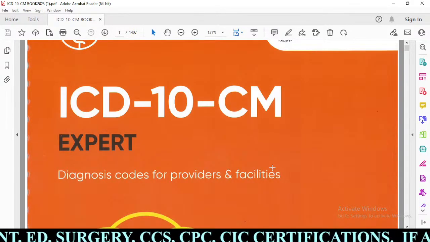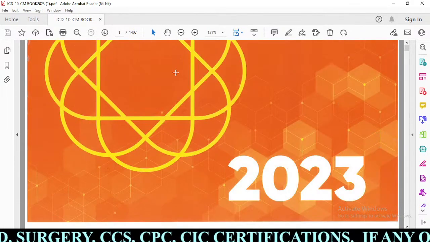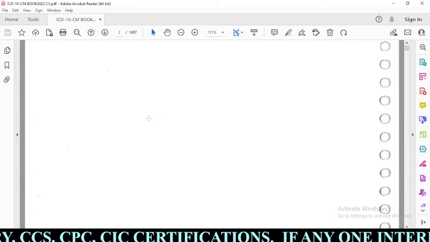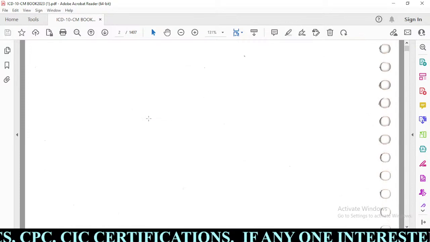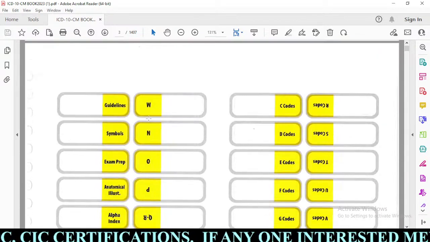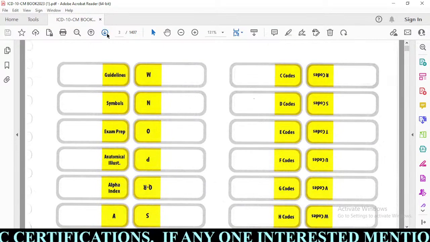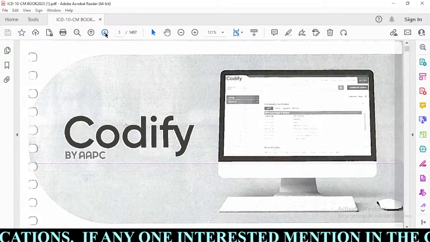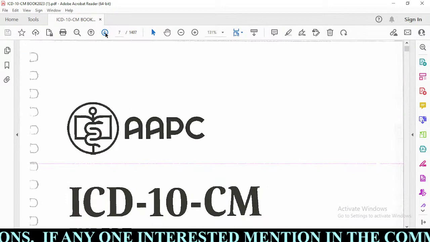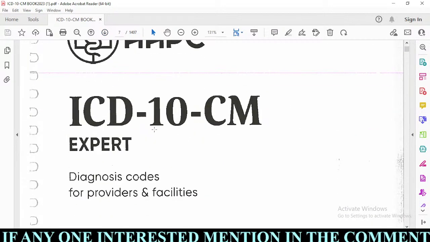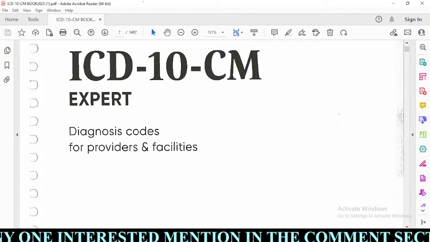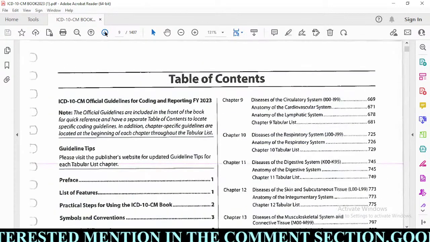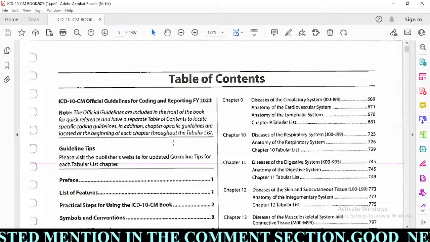Basically, most people, even live coders, will not check the ICD-10-CM book for the guidelines. But if you see the ICD-10-CM book physically, you will get more knowledge compared to using the software. See here, expert version, diagnosis codes for providers and facilities. Based on the situation, I will tell you how to use this book for your CPC exam.